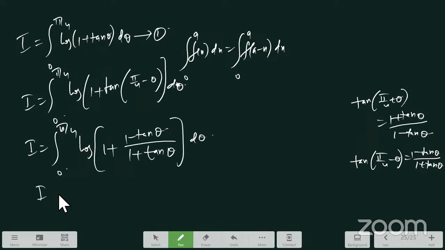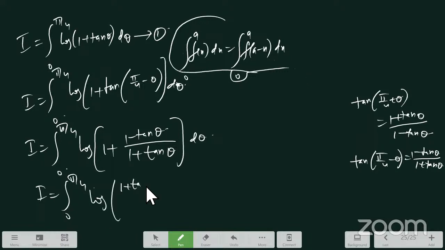So I is equal to 0 to pi by 4. I applied this property, 0 to a f of x dx is 0 to a f of a minus x dx, meaning wherever you find x, you replace it with a minus x. In this case your x is the theta variable, so instead of theta you replace pi by 4 minus theta. That only I did. Now take LCM. Log of 1 plus tan theta plus 1 minus tan theta by 1 plus tan theta into d theta.